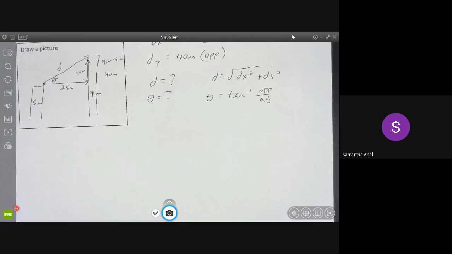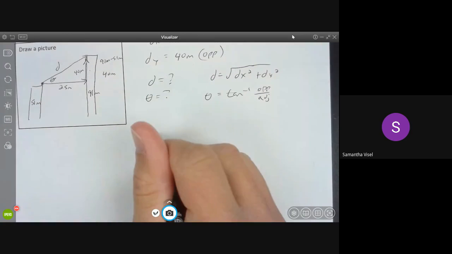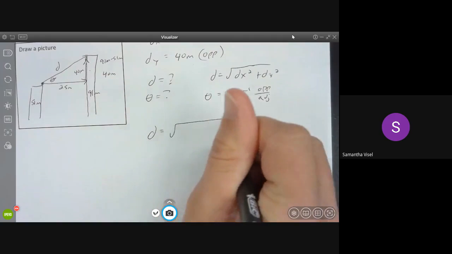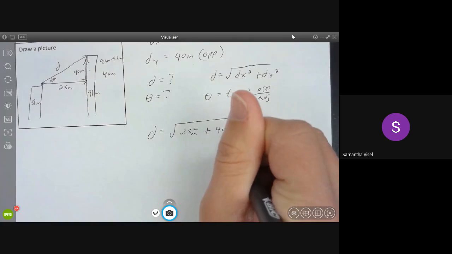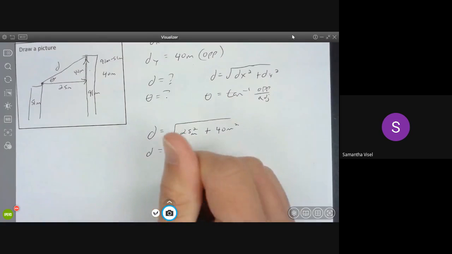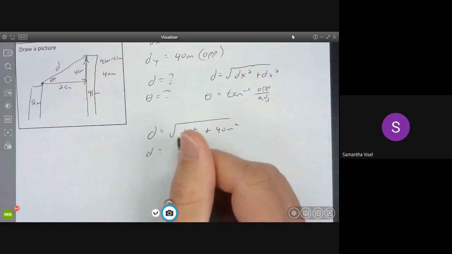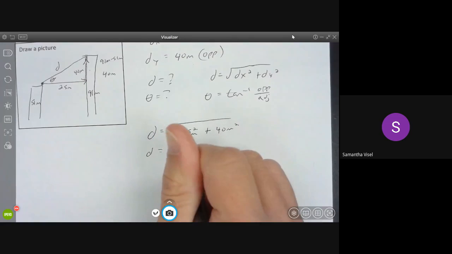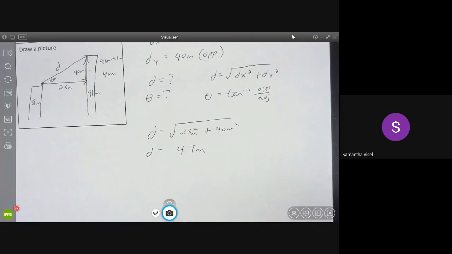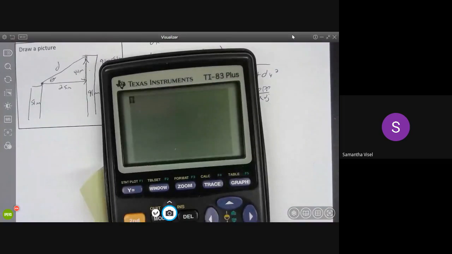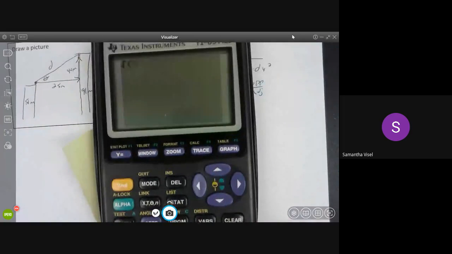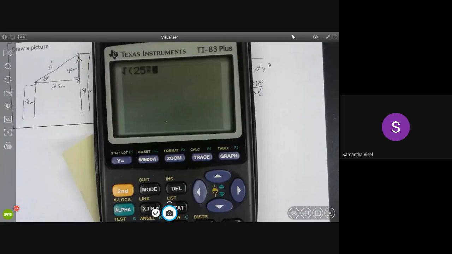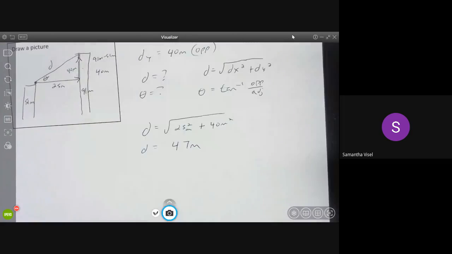So let's solve for displacement first. Displacement is the square root of 25 meters squared plus 40 meters squared. So 25 squared plus 40 squared, take the square root of that. You should be getting 47 meters there at home. Hit second, there's your square root button, and 25 squared plus 40 squared. So 47.